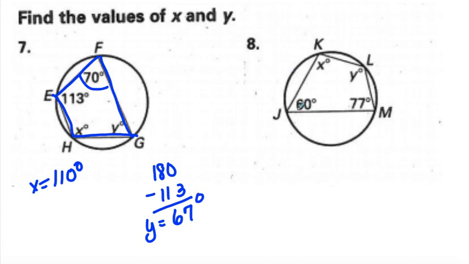All right, looking at number 8, same thing. Supplementary angles are when a quadrilateral is inscribed, meaning all 4 angles are on the circle. So 180 minus 60 is 120, so angle y is 120. And then 77 and x have to equal 180, so then this would be 103.